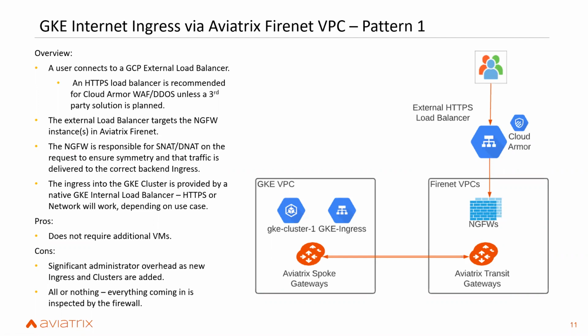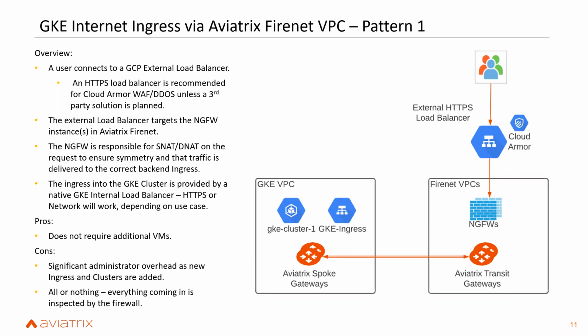And like I mentioned before, the load balancer actually targets the next generation firewalls. And the firewall itself is responsible for SNAT and DNAT on the traffic to make sure it arrives at the correct backend. Because remember, with GKE and really any Kubernetes, you can have multiple ingress options, you can have multiple clusters. So you have to use the firewalls to actually distribute the traffic correctly because the external load balancer only knows about the firewalls.